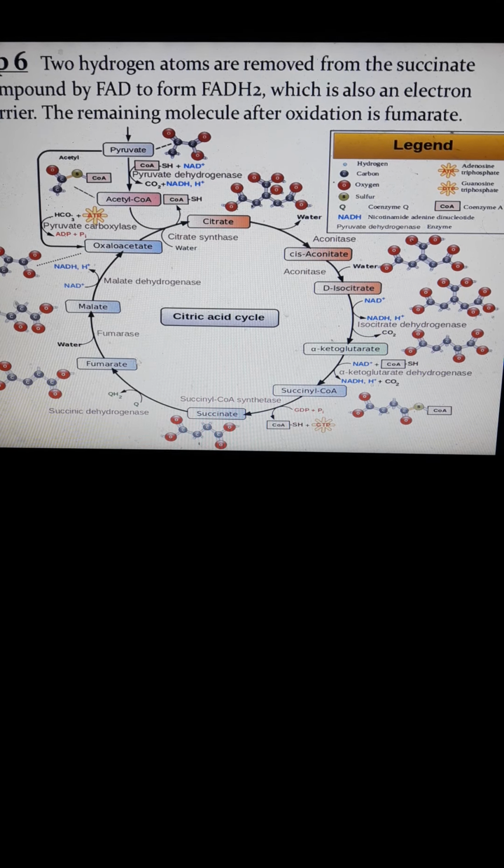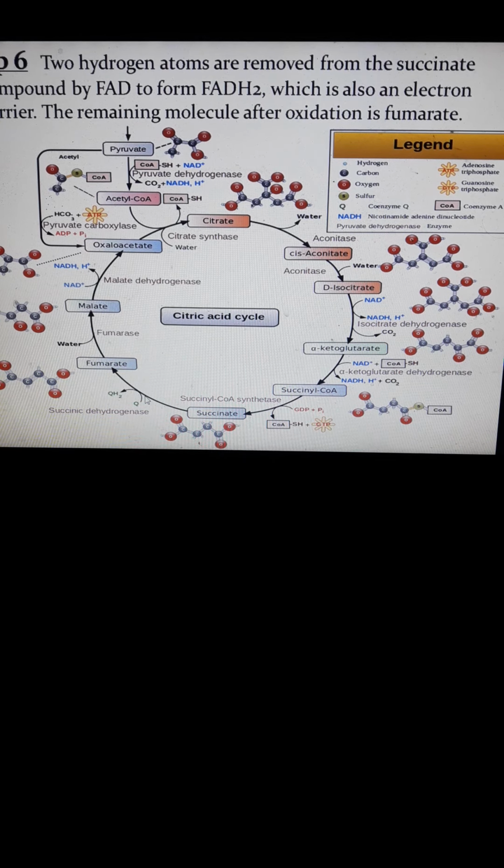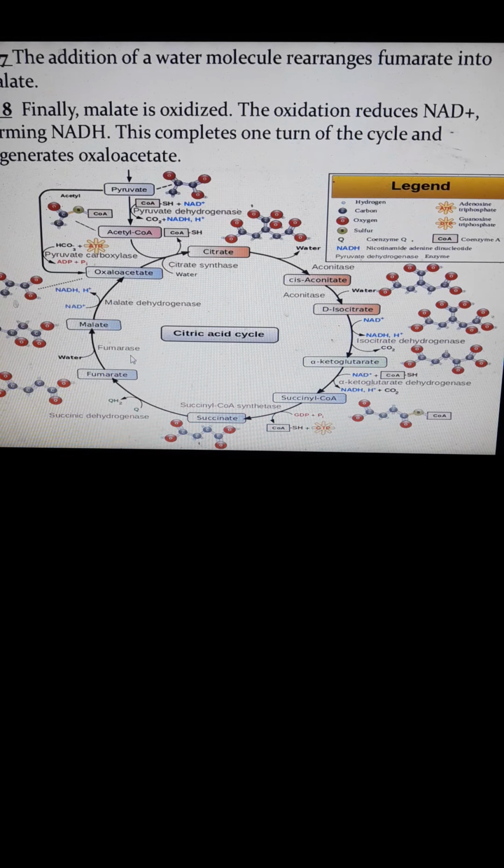Then the flavine adenine dinucleotide or FAD is converted to FADH2, which is the oxidation process. So FAD is known to be an oxidizing agent. So the product of step number 6 after the oxidation process is fumarate. Now we go to step number 7. The addition of water to fumarate will form malate.